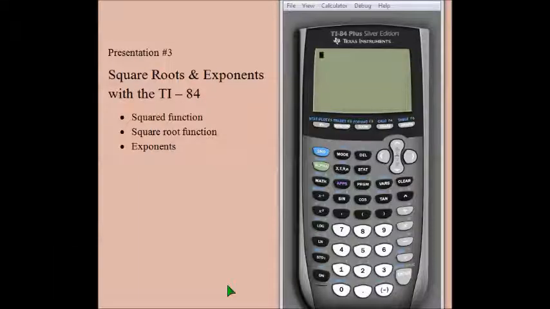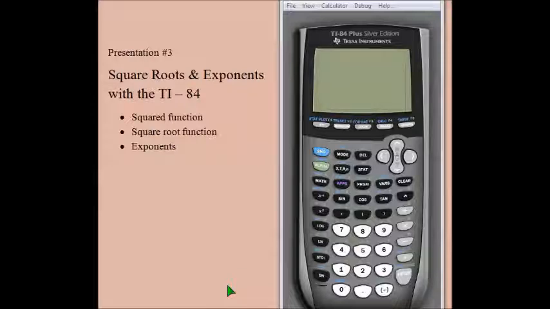Presentation number 3 on using your graphing calculator. First thing we're going to look at this time is the squared function, then the square root function, and finally general exponents. This will be a very short presentation. I first need to tell you that the calculator that I am using for this presentation is the TI-84. It's not the TI-84 C. So things will look slightly different on my calculator than possibly on your calculator.